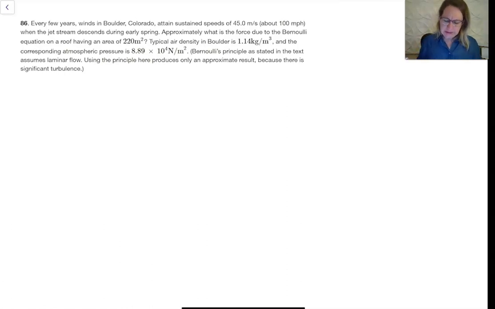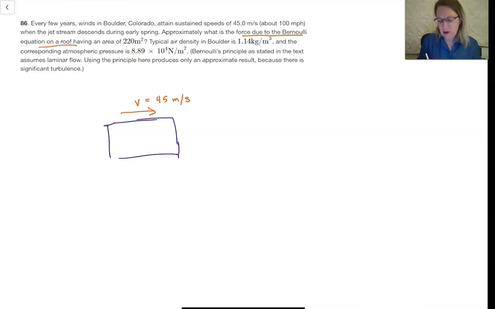So this is asking us to just estimate really a force. The idea is that we have some kind of a house, a box structure, not the wisest choice for a roof, but that's okay. And we have wind above, outside, in speeds of about 100 miles an hour, 45 meters per second. And the question is, what's the force due to the Bernoulli equation on a roof with this area?